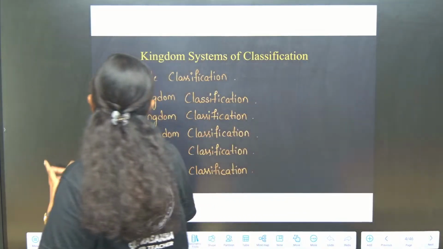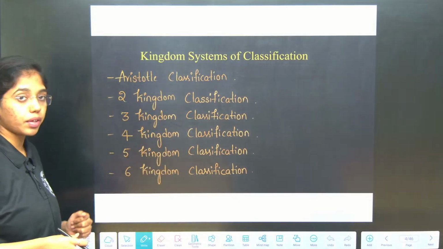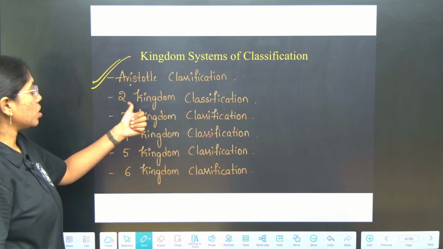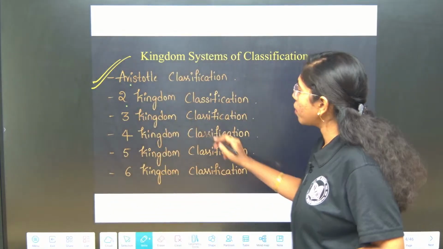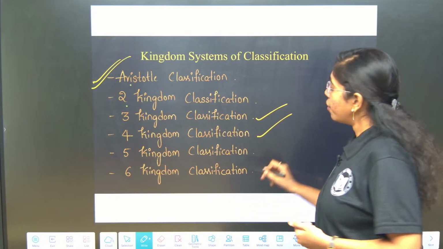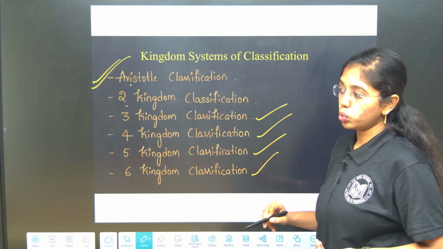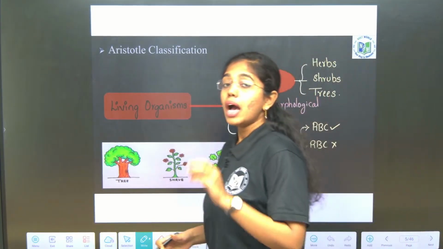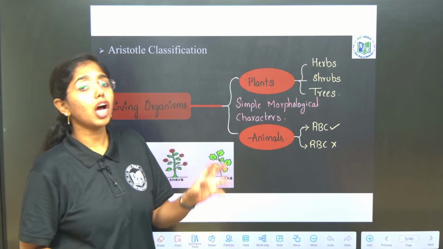As I told you, the first scientific method of classification, or who laid the basis for scientific method of classification, is Aristotle. So, first we will look into Aristotle's classification, then 2 kingdom system of classification by Carolus Linnaeus, 3 kingdom system of classification by Ernst Haeckel, 4 kingdom system of classification by Copeland, 5 kingdom system of classification by R.H. Whittaker, 6 kingdom by Carl Woese. Okay. First, Aristotle classification. Aristotle has classified the living organisms based on gross morphological features.